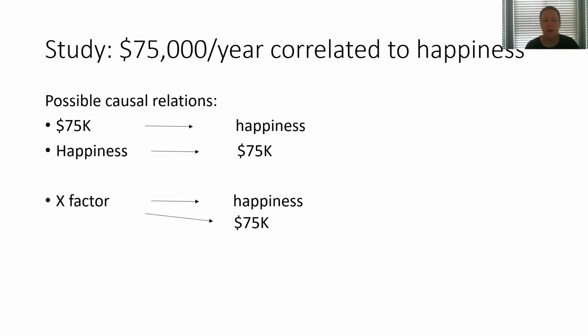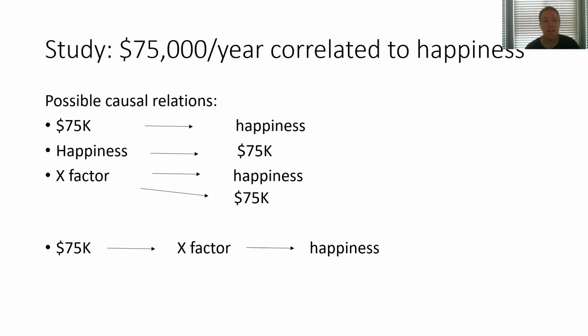For example, if you're in a job where you have a lot of power, you're the boss, everybody has to listen to you, you get to make your own decisions, you have autonomy, you get to pick your own work hours, maybe that causes you to be happy. And it just happens that those kind of jobs also pay well. So this X factor, we'll call it status in this case, causes both happiness and that salary. Okay, so that's another possibility. I'm not saying it's necessary, but it's possible.